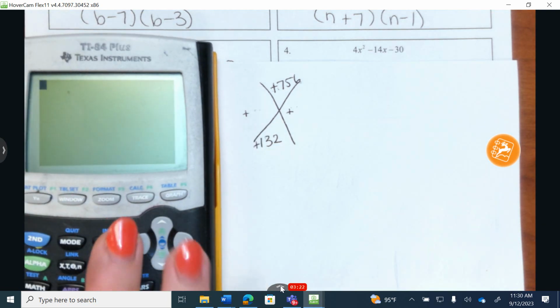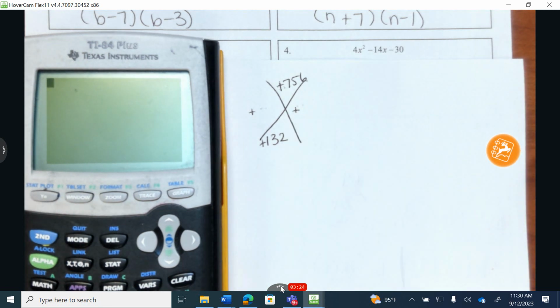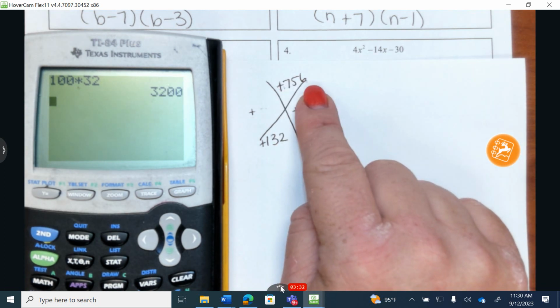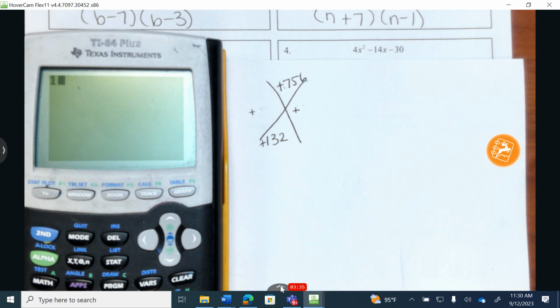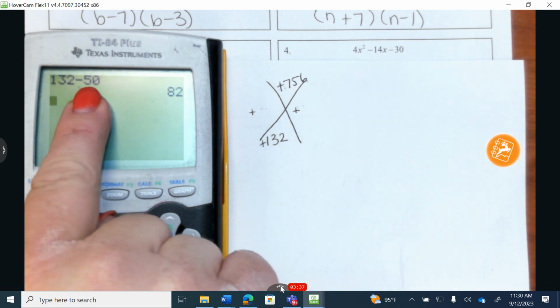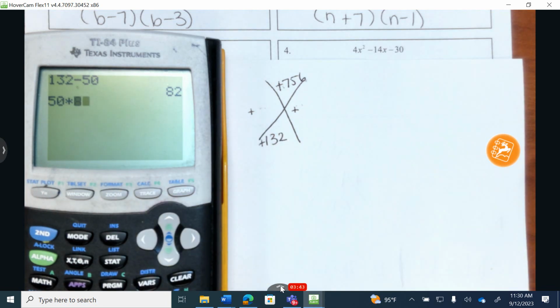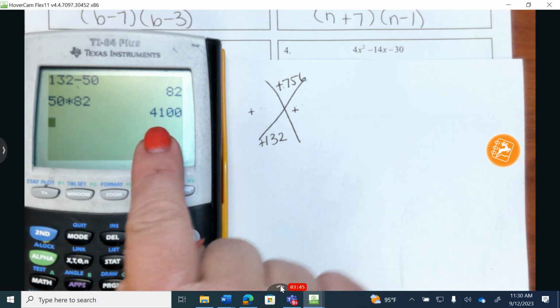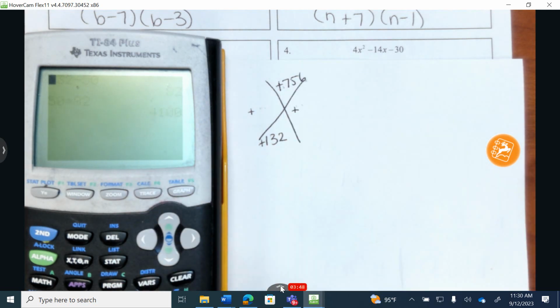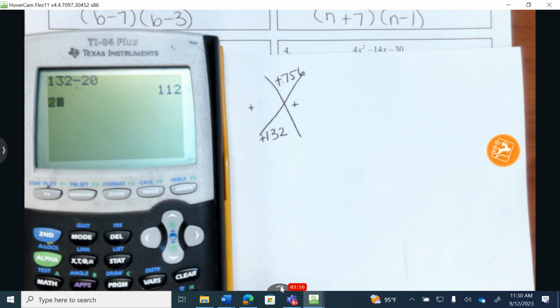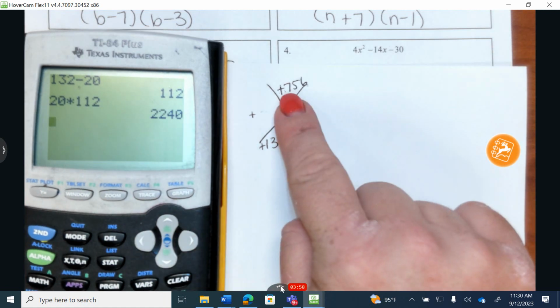So I'm going to start with a combination here, and I'm just going to work myself forward. I know numbers that add up to 132, but when I multiply them, I'm way too high. So let's bump back some. If I take 132 and subtract 50, I know 50 and 82 combine to give 132. If I take 50 times 82, it's way too high. So I need to bump back more. Let's subtract 20. So let's try 20 times 112. Still way too high.